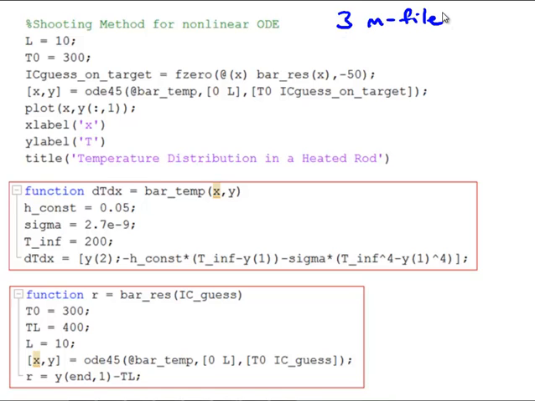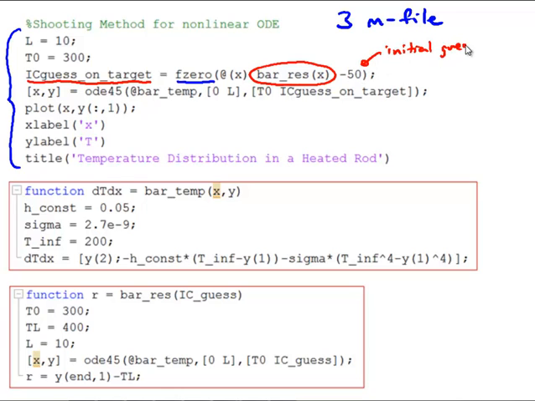So our first M file here, what we're doing is using F0 to find the initial condition guess that hits the target. So we'll use F0 to call a function barres, which is the function that defines the residual for F0, and this is just our initial guess. So let's first look at barres.